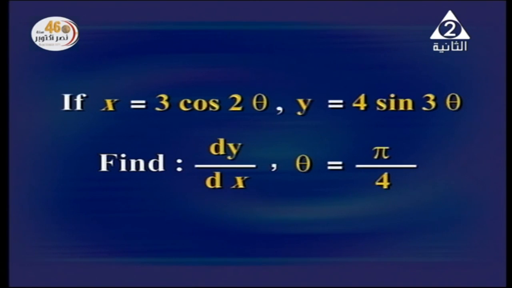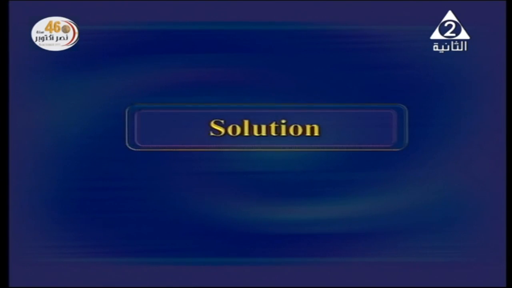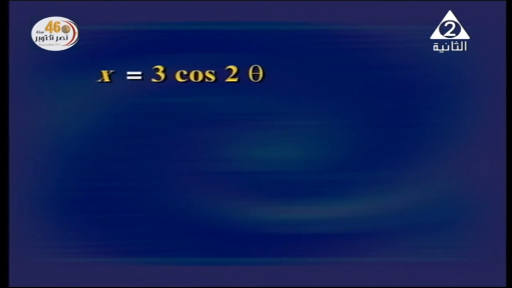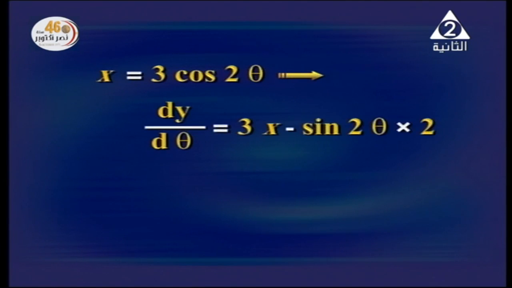First, we find dx over d theta, the derivative of x with respect to theta, and second, the derivative of y with respect to theta. After that, we can divide or multiply. Look at the solution. When x equals 3 cosine 2 theta, dx over d theta equals 3 times negative sine 2 theta times 2.